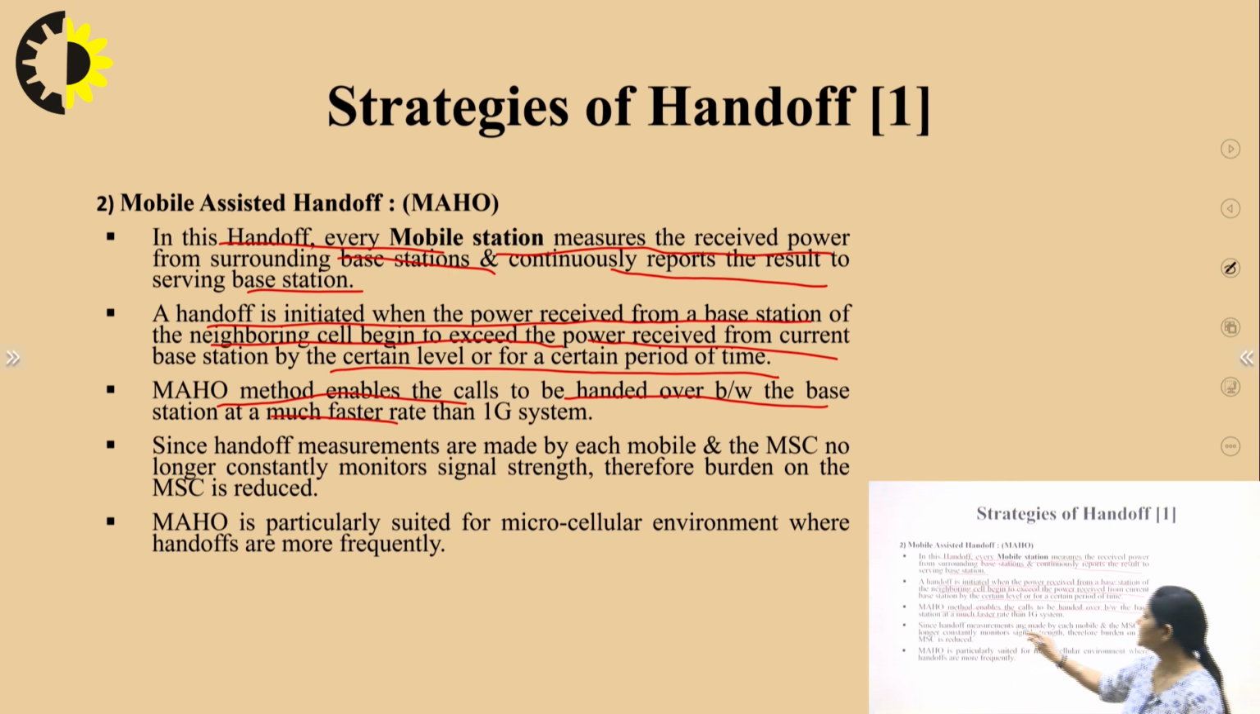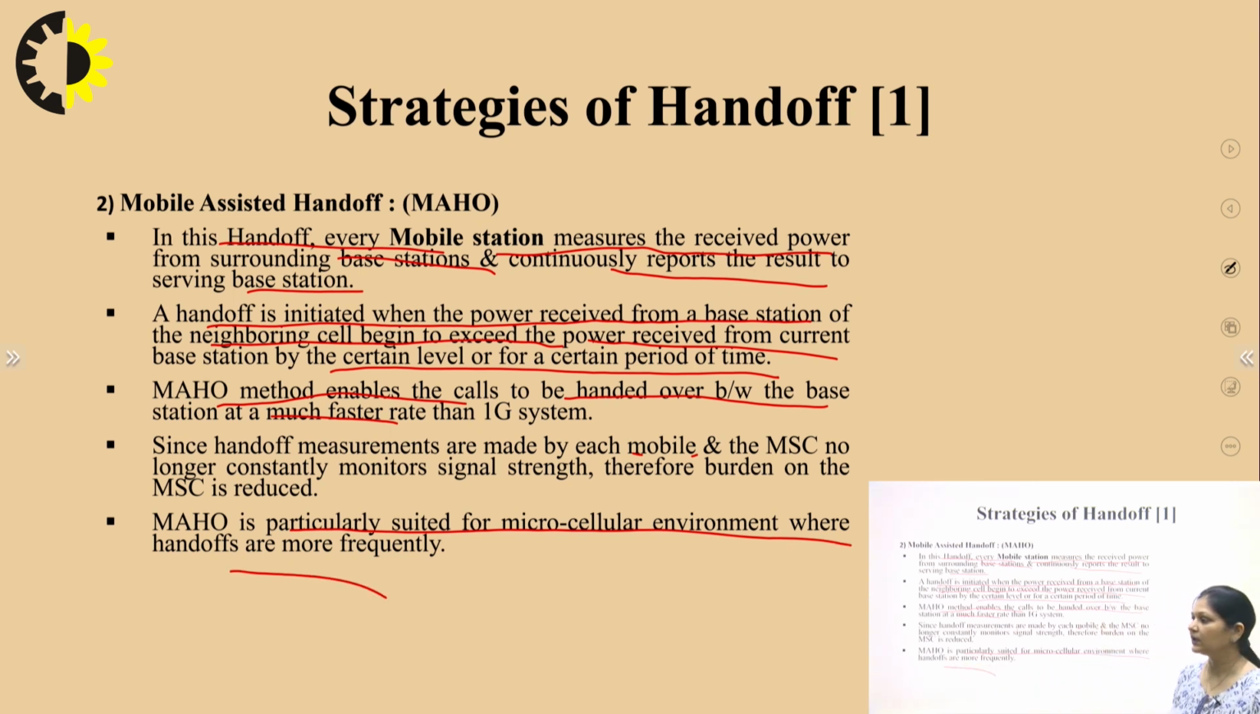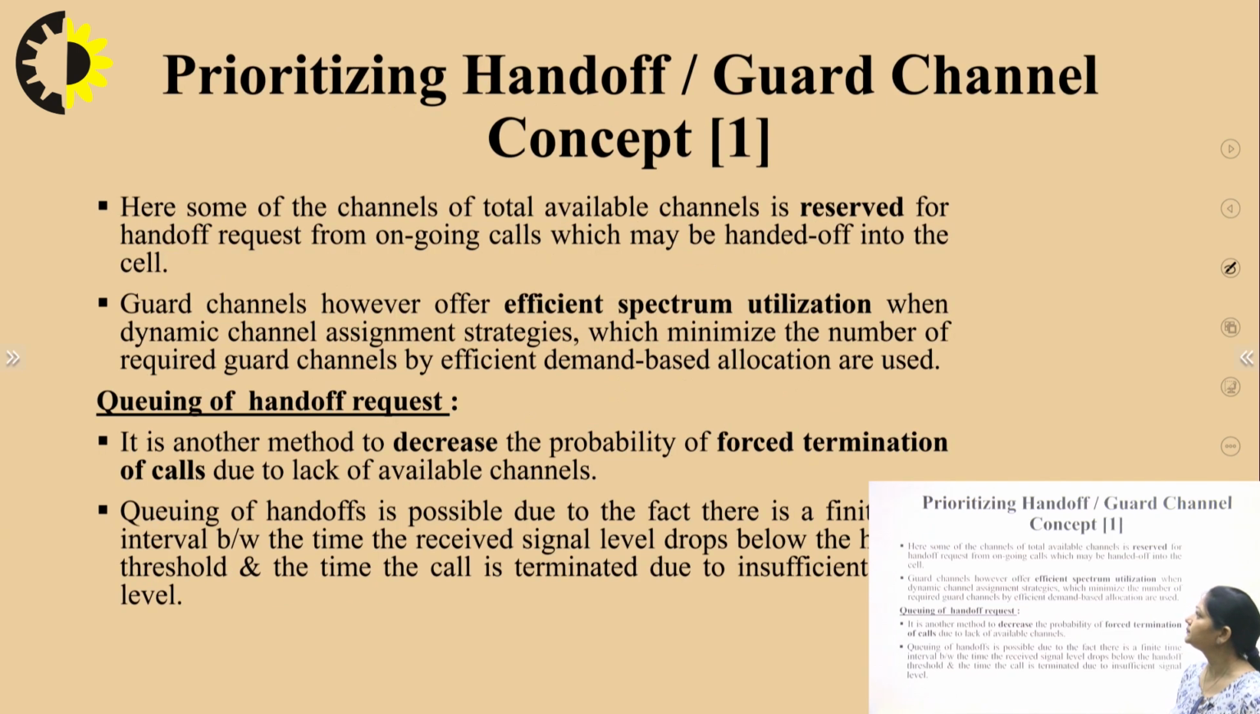Since handoff measurements are made by each mobile and the MSC no longer constantly monitors the signal strength, that reduces the burden on the MSC, because now the MSC is not involved in continuously monitoring each and every mobile station. The mobile station itself is monitoring the nearest base station from which it is getting the maximum power. MAHO is particularly suited for micro cell environments where handoffs are more frequent, where they can monitor the power of the signal. Another thing is prioritizing of handoff or the guard band concept.